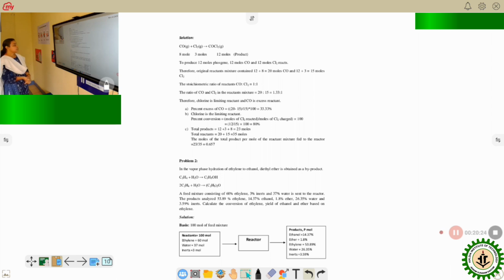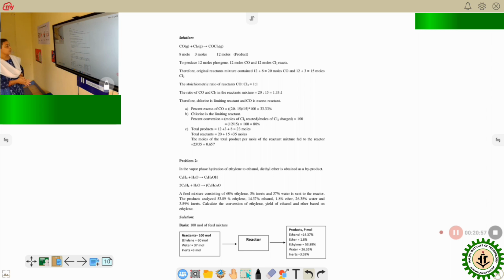A feed mixture containing 60% ethylene, 3% inert and 37% water is sent to the reactor. After analysis of the product, the percentage composition is given for ethylene, ethanol, ether, water and inert. Now we have to calculate the conversion of ethylene, yield of ethanol and yield of ether based on the ethylene.